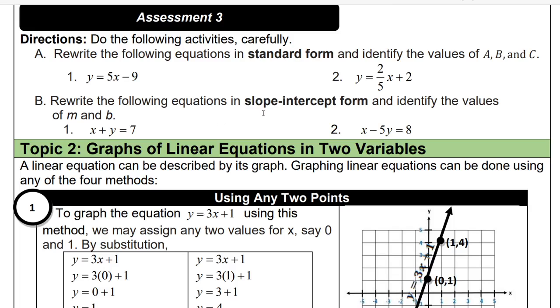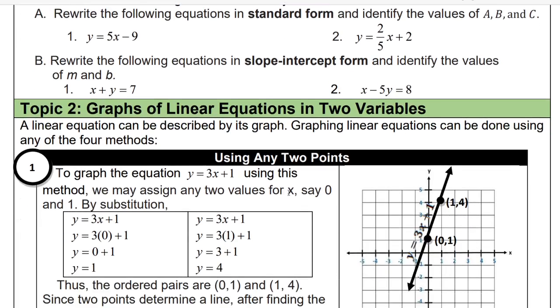Rewrite the following equation in slope-intercept form and identify the values of M and B, or the slope and the y-intercept. Okay? Meron din tayo example kanina. So, you just back read. Meron yan doon. Examples and steps on how to rewrite the standard form into slope-intercept form. Okay, so that's all for topic 1.